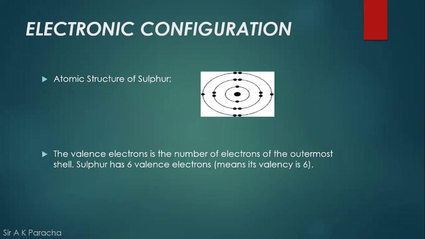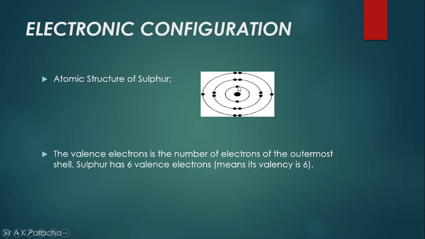Okay. For example, we have atom of sulfur. The valence electron is its number of electrons in its outermost shell. Sulfur has 6 valence electrons, meaning its valency is 6. In total, the number of protons in sulfur is 16. So the number of electrons will be 16 as well.